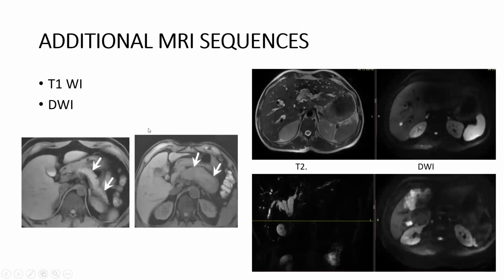On T1 weighted images, we particularly look at the pancreas, which appears relatively hyperintense to the surrounding organs. In disease pathology, particularly pancreatitis, you can see that the hyperintensity is lost. So you can suspect some kind of disease process in the pancreas.